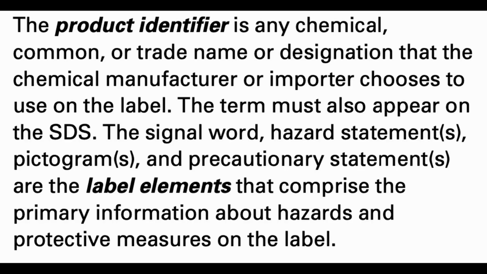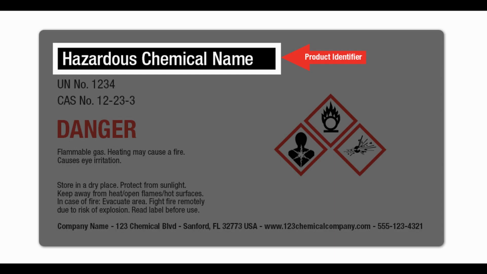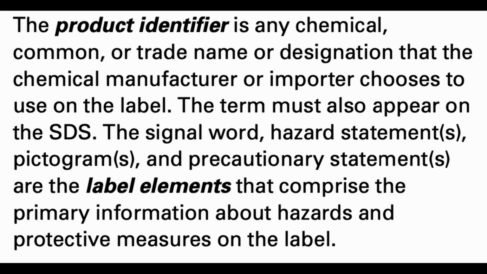First off, the product identifier is any chemical, common, or trade name that the chemical manufacturer or importer chooses to use on the label. The term must also appear on the SDS. The signal word, hazard statements, pictograms, and precautionary statements are the label elements that comprise the primary information about hazards and protective measures on the label.